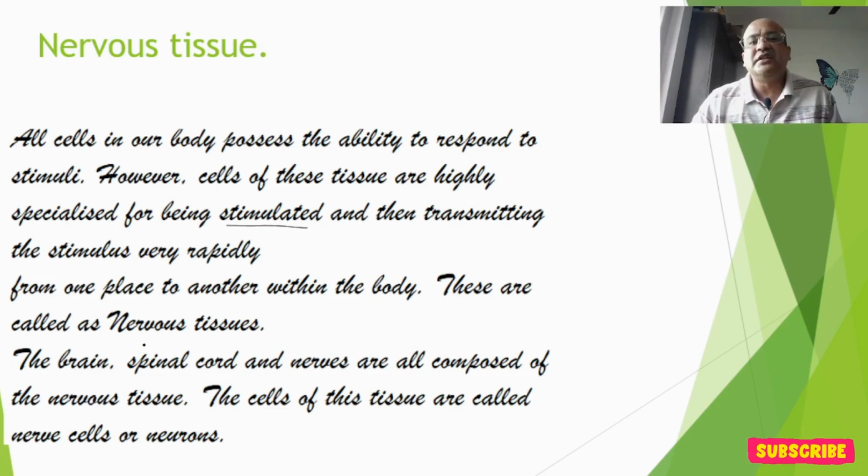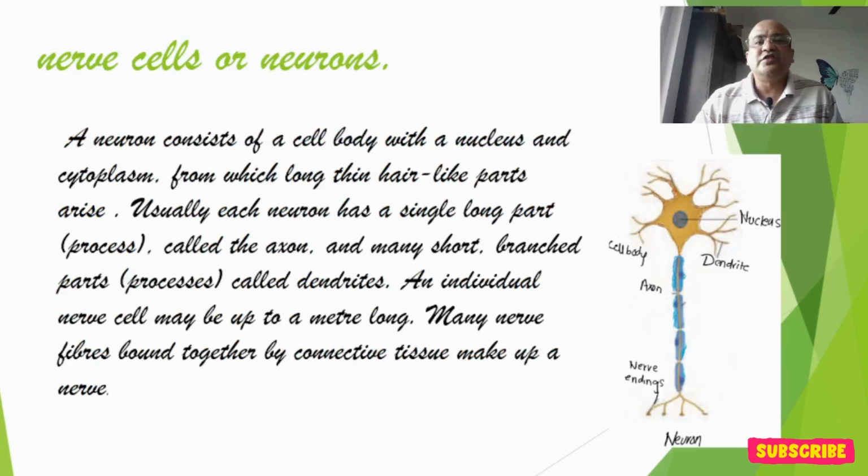These cells together are called nervous tissue, right? So nervous tissue is a very important part of the body. The brain, the spinal cord, and the nerves are all composed of nervous tissue. The cells of this tissue are called nerve cells or neurons. Let's see the structure of this nerve cell or neuron.